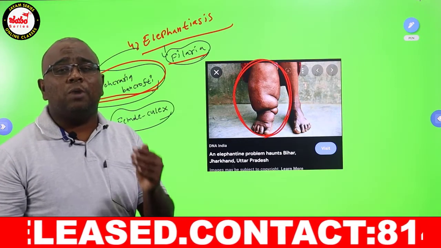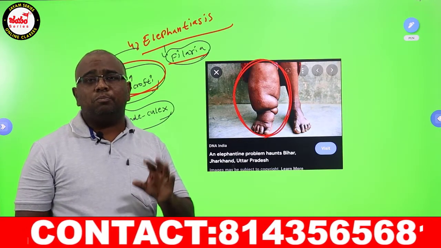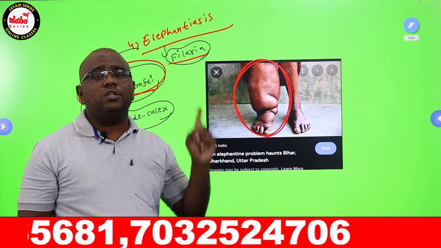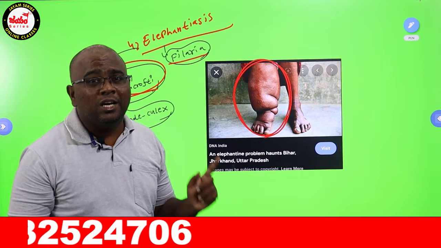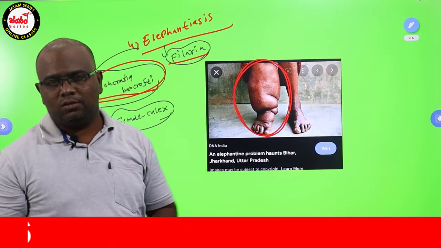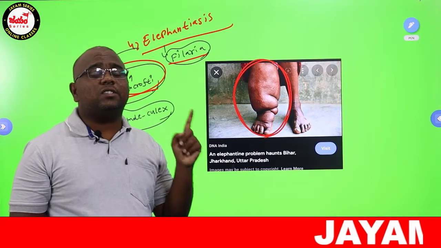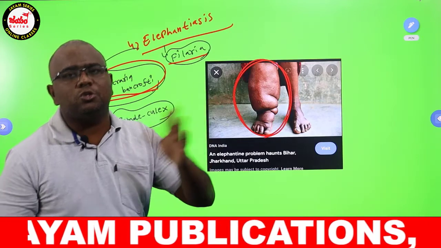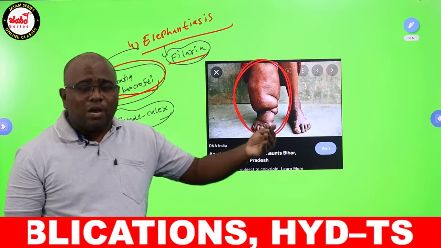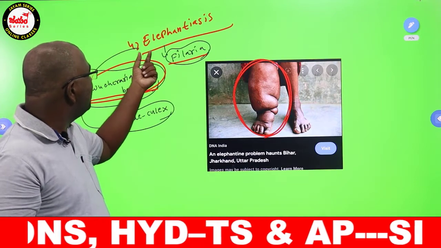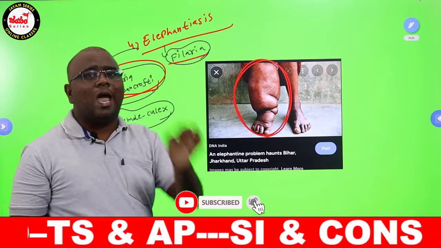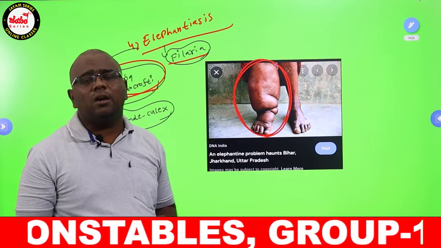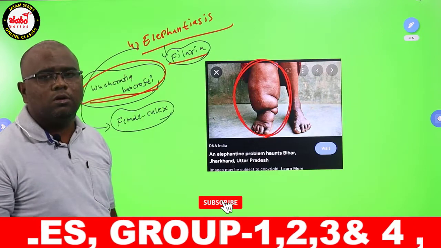I already told you about the female Culex mosquito in previous classes, in the disease encephalitis. Encephalitis is caused by the bite of the female Culex mosquito, and the same mosquito causes another disease by biting. That disease is elephantiasis.